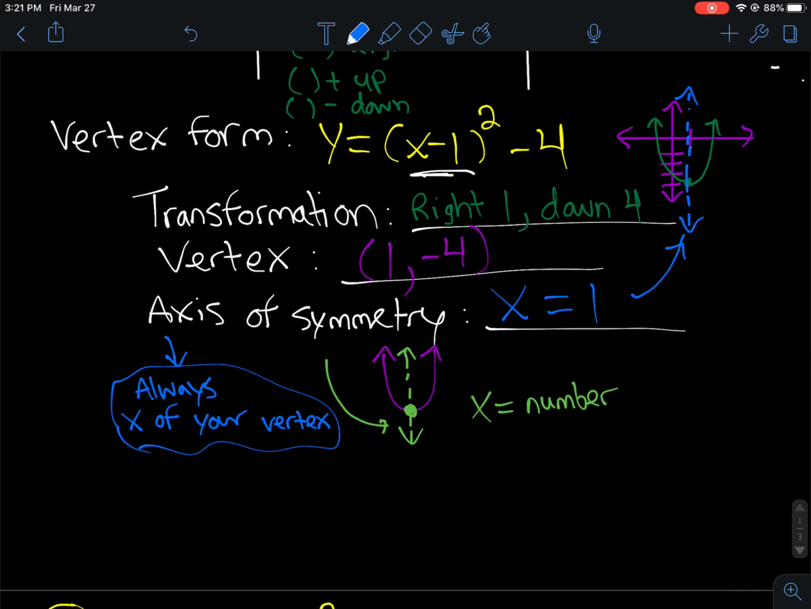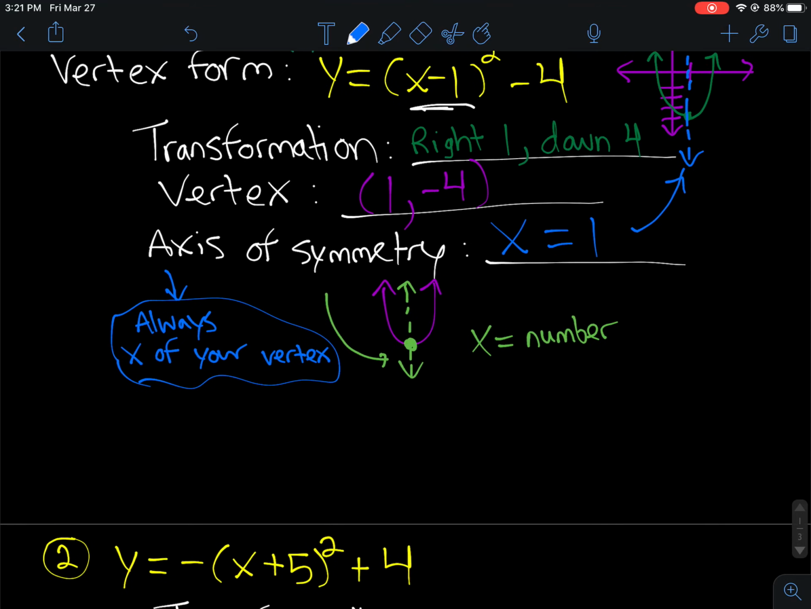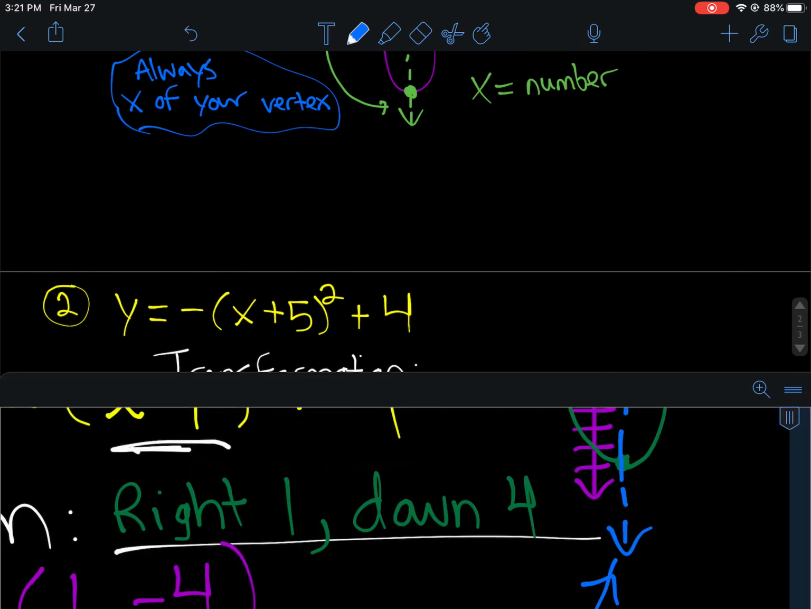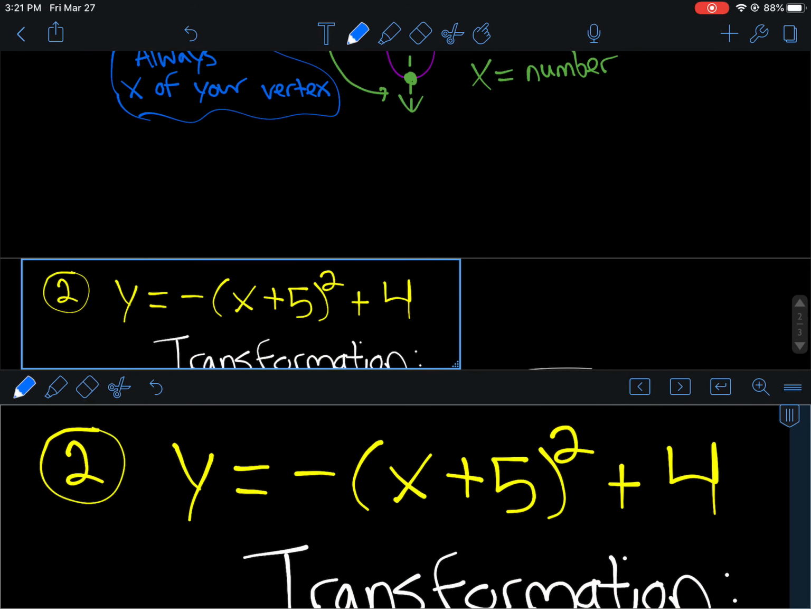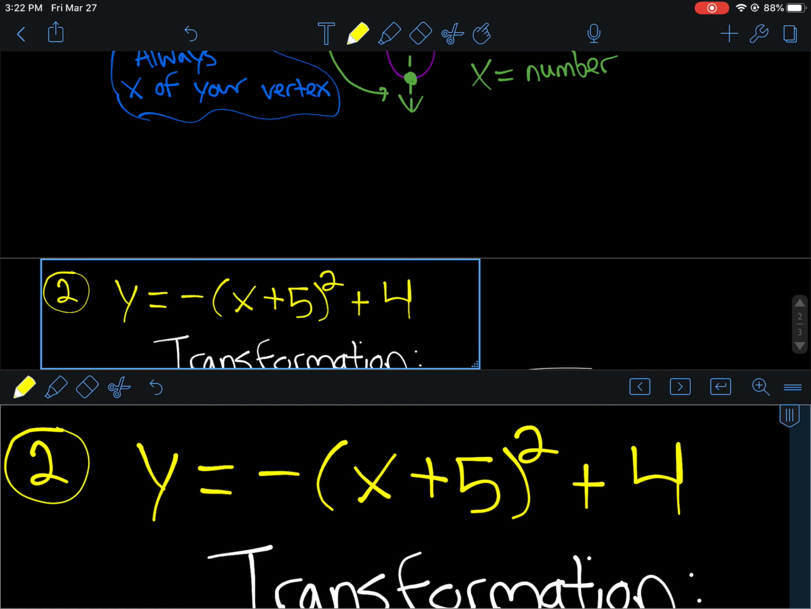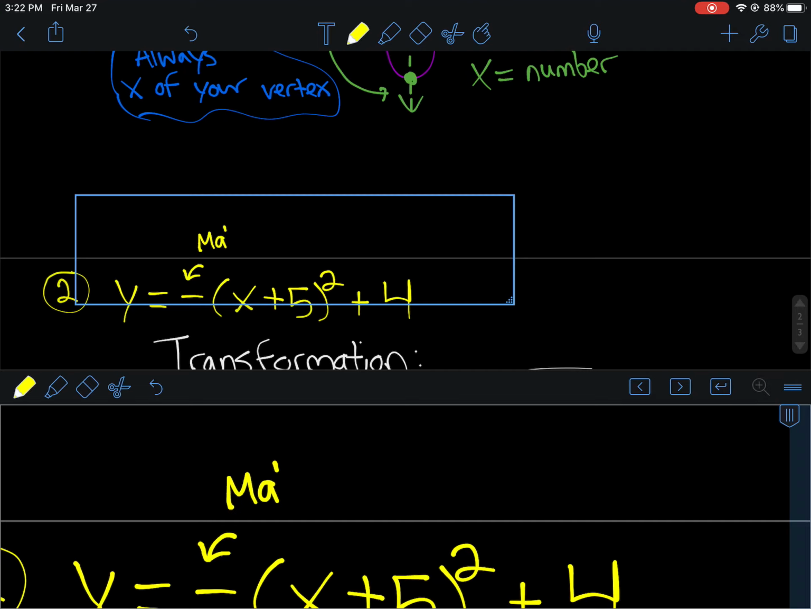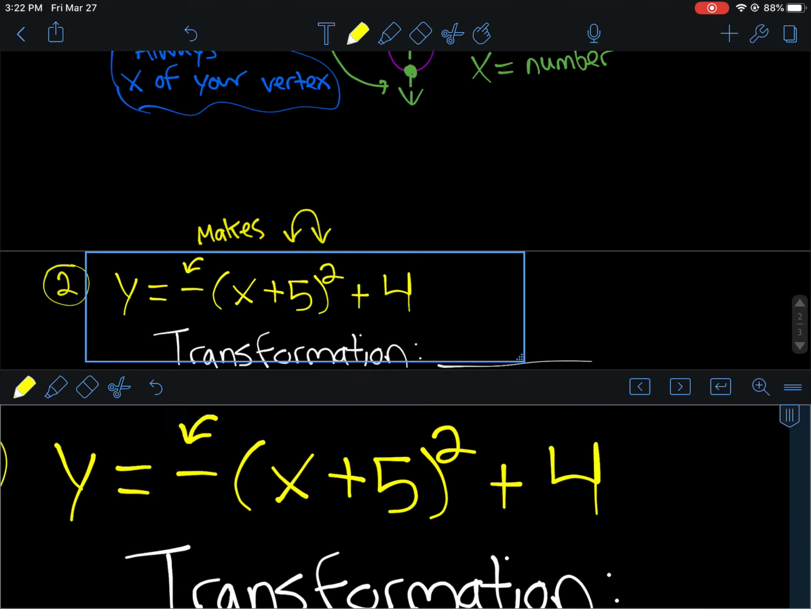All right, I'm going to do some of these examples pretty quick now. I kind of dove deep into that one. So if you look at number 2, this negative in front of the parentheses, you can somewhat ignore it for now, but next week is going to be really important. The negative makes the parabola go down. It makes it go like that. So whenever it's negative in front, it makes it open down. But it does not change the transformation.